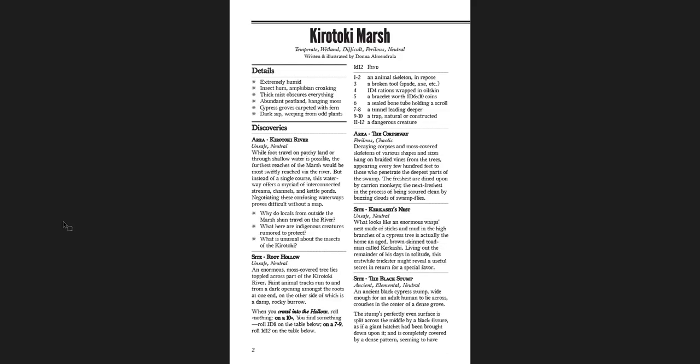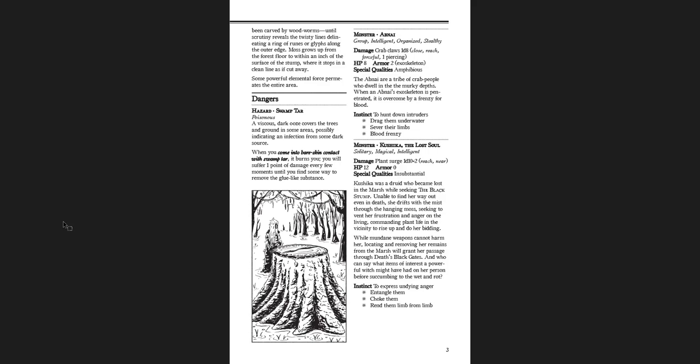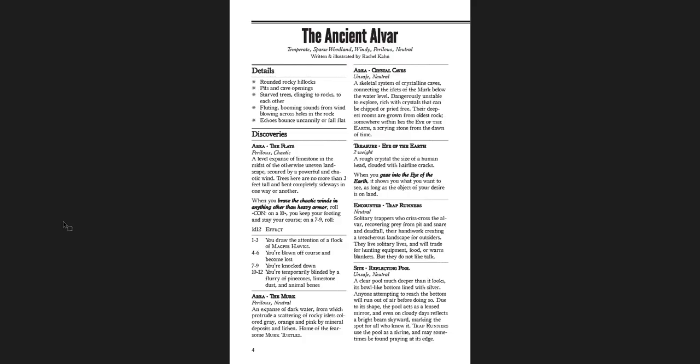Here's the Kuratoki Marsh. This is temperate, wetland, difficult, perilous, and neutral. This one is written and illustrated by Donna Almendrala. The details, the discoveries that you can find there. So there's an area, there is a site within that area, then there's another area, then there's another site, 2 sites within that area. There are dangers that you can run into there, monsters that you can run into there, and that's it. So each of these regions is very, very short, very simple and straightforward.